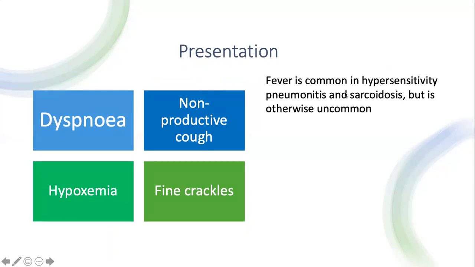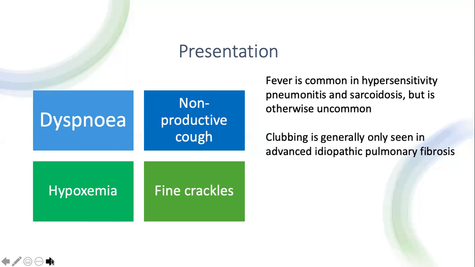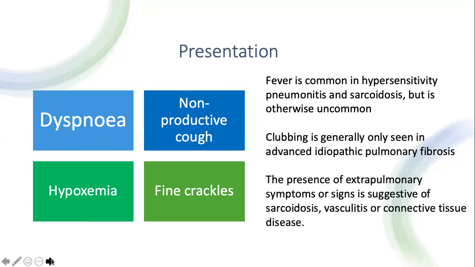So fever is seen in hypersensitivity pneumonitis and sarcoidosis, but is otherwise an uncommon symptom in these patients, unlike in infectious diseases where fever is seen often. Clubbing is generally only seen in advanced idiopathic pulmonary fibrosis.